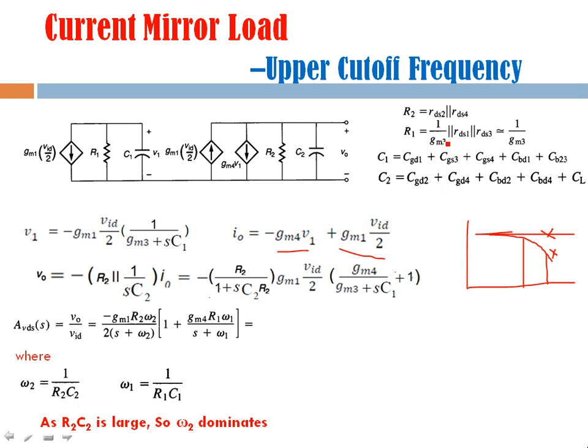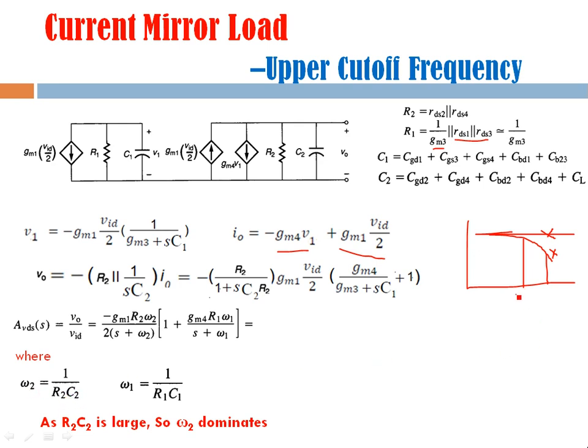But if you see R2 and C2 and R1 and C1, R2 and C2 is large, because you can see here this R1 is a parallel combination of this and this. So R2 is this part. R1 means it's almost R2 in parallel with this component. So that's why R1 is smaller than R2. And in the same way you can see that C2 is large because C2 includes this load capacitance also. So R2 C2 is large, and that's why omega 2 is smaller.